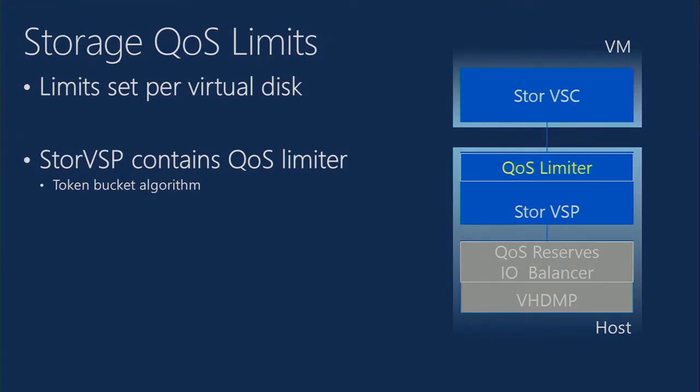If you remember from the earlier diagram that we had, the store VSC is what lives in the virtual machine. The store VSP is on the host. So we apply the limits on the host. The limiter lives as part of the store VSP, and we are able to cut it down.